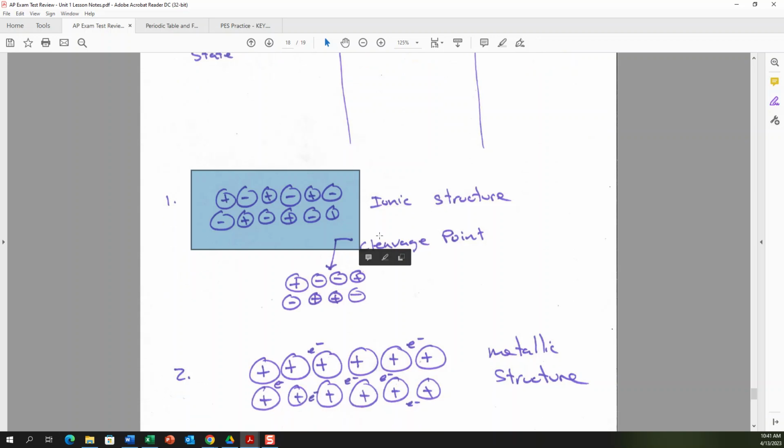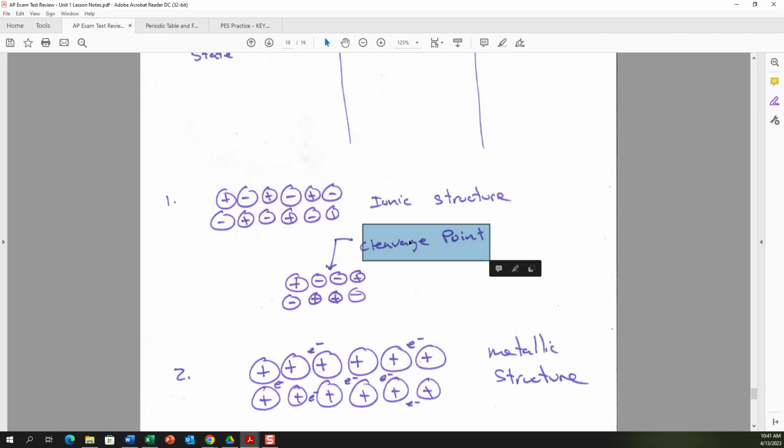Also remember, a cleavage point in an ionic structure is when you push down here and push up here, and you get a negative next to a negative and a positive next to a positive. That would naturally separate because those ions would repel each other. So that's a breakage point, or cleavage point, in an ionic structure.